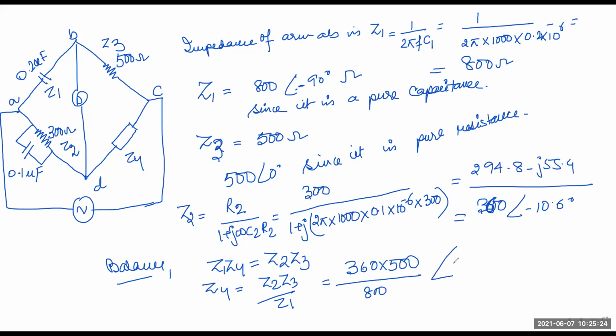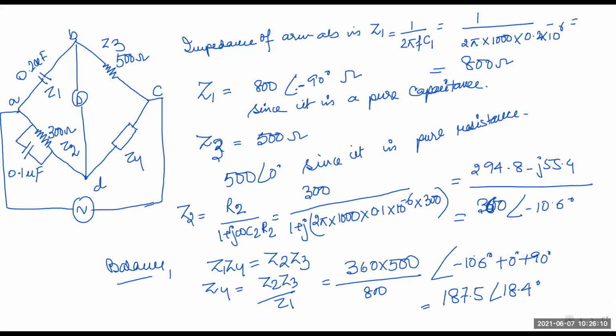Okay, and you have to also take the angles here. That is minus 10.6 degree plus 0 degree plus 90 degree. Okay, after doing the calculation, you will get 187.5 angle of 18.4 degree. Okay, you will get something like this. Now, this is your impedance Z4.